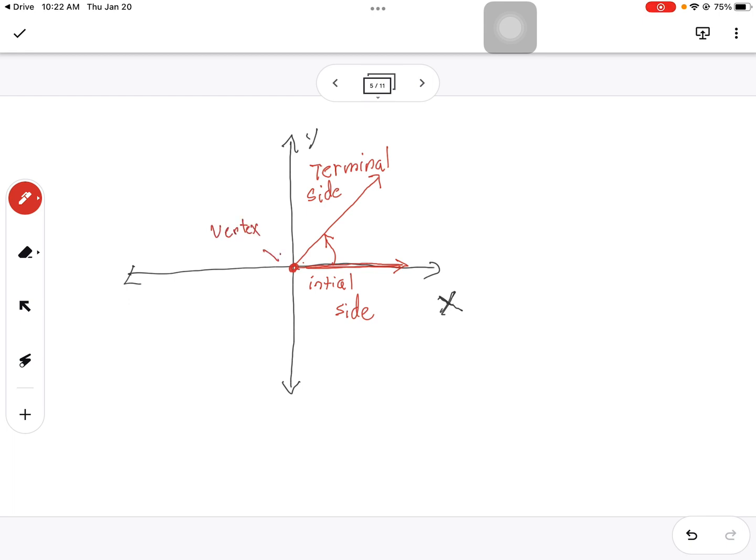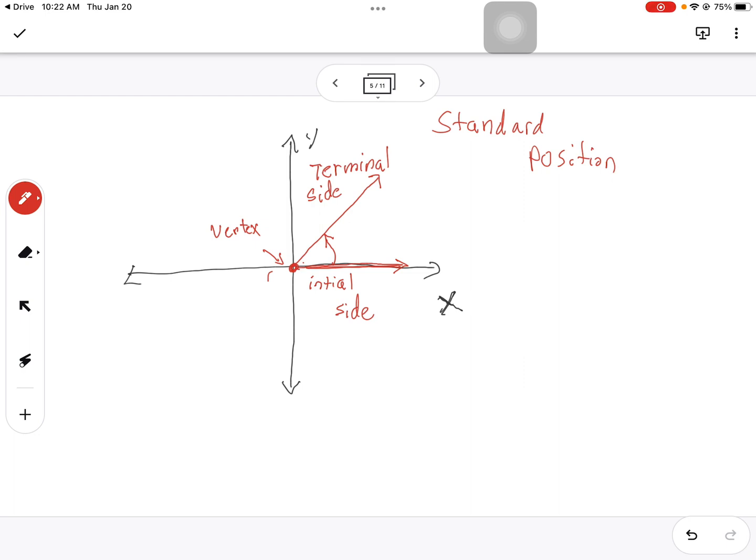Okay, so the vertex is where the two rays come together, and for it to be in standard position, so I'm going to go ahead and write standard position. The vertex has to be at the origin, and again, the initial side coincides with or is on top of the x-axis. Okay, so let's talk about directions of an angle.